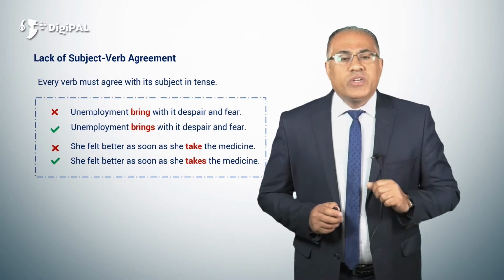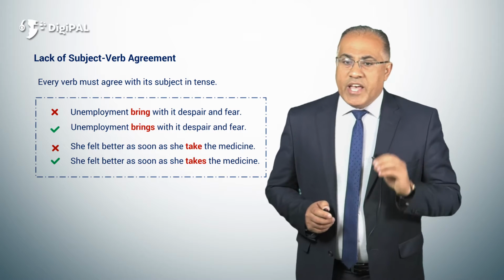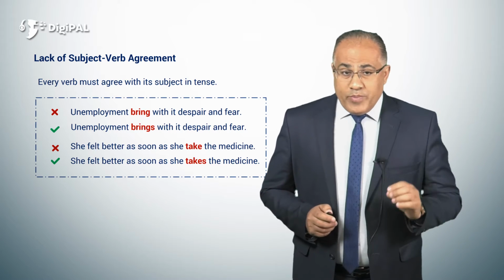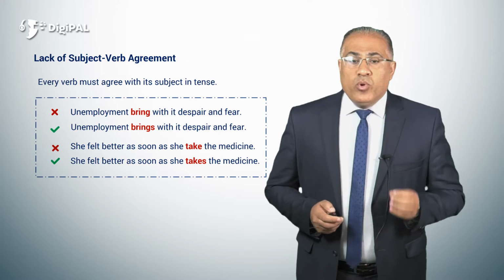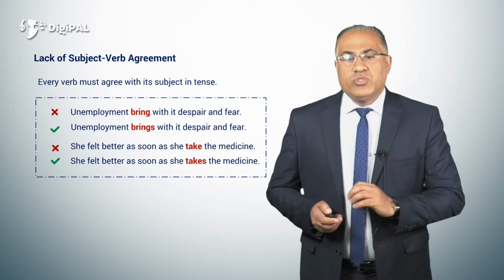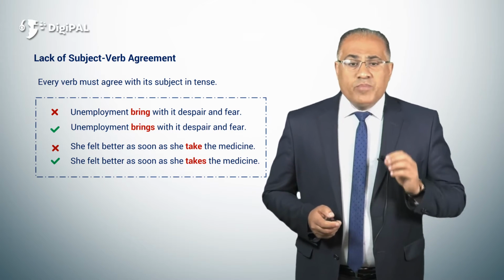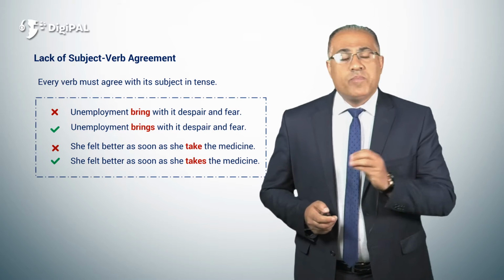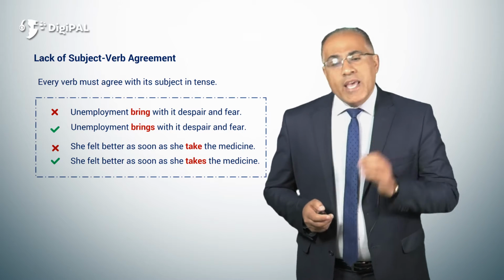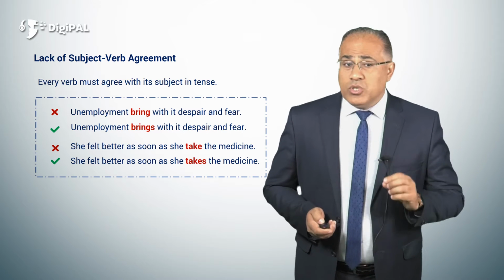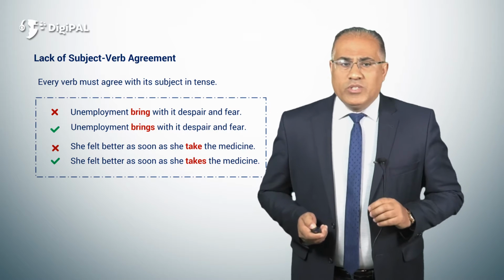Consider the first wrong example: "Unemployment bring with it despair and fear." It should be correctly stated as: "Unemployment brings with it despair and fear." Okay, another example: "She felt better as soon as she take the medicine." It should be said: "She felt better as soon as she takes the medicine." So subject-verb agreement is necessary and must be attended to all the time.